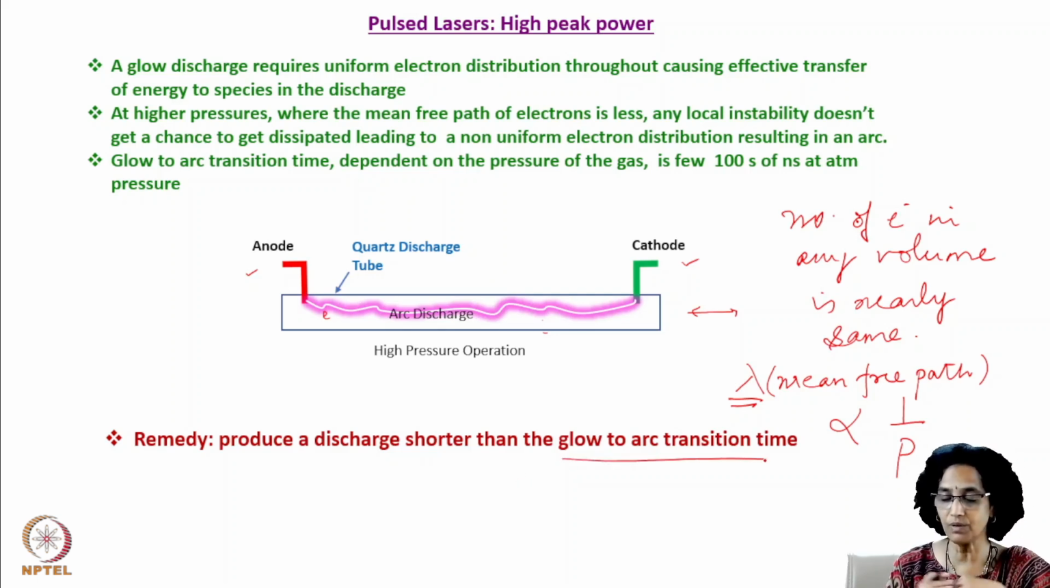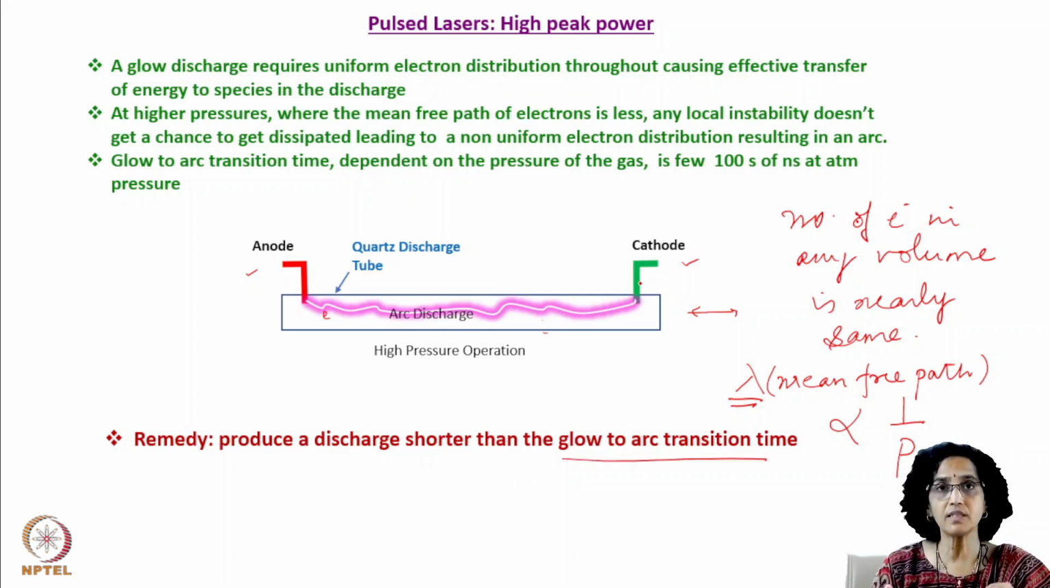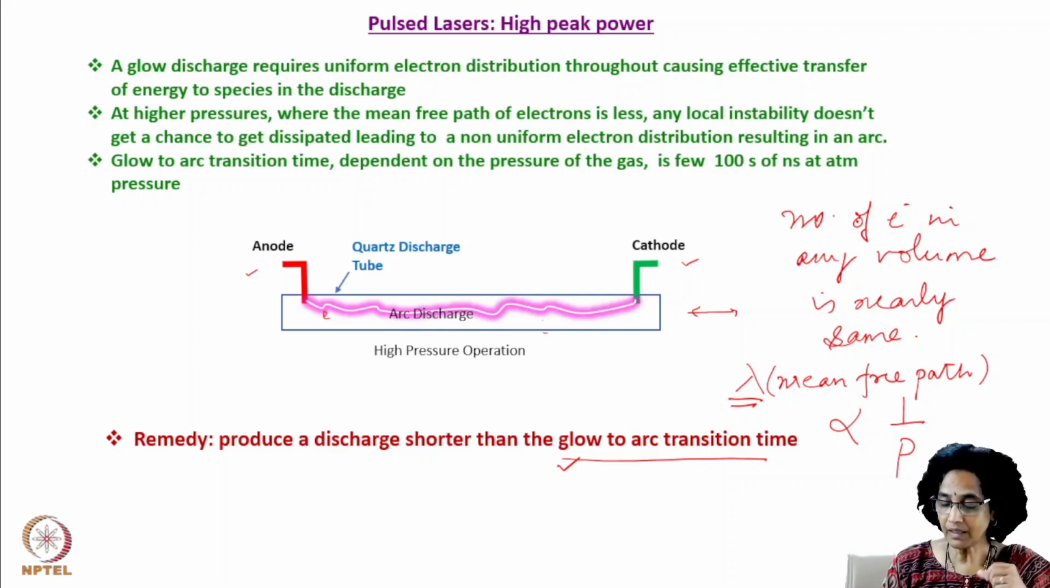What is meant by glow to arc transition? When you apply voltage, it initially begins with glow because there are not too many instabilities. There are instabilities, but they have not yet become too localized. But once a current starts flowing, these instabilities tend to grow, and as they grow, this glow discharge degenerates into an arc. And what you have is an arc discharge.